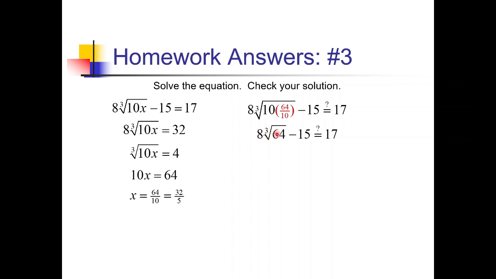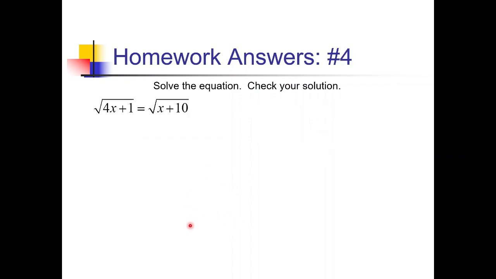The cube root of 64 is 4. 8 times 4 is 32. And then 32 minus 15 does give us 17, so this one works. 32 over 5 then is our final answer.